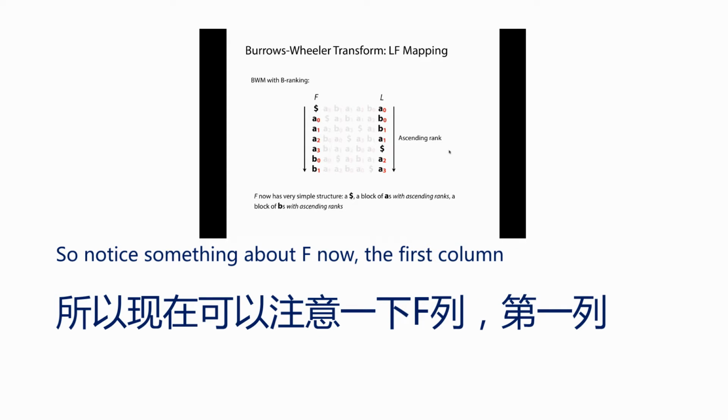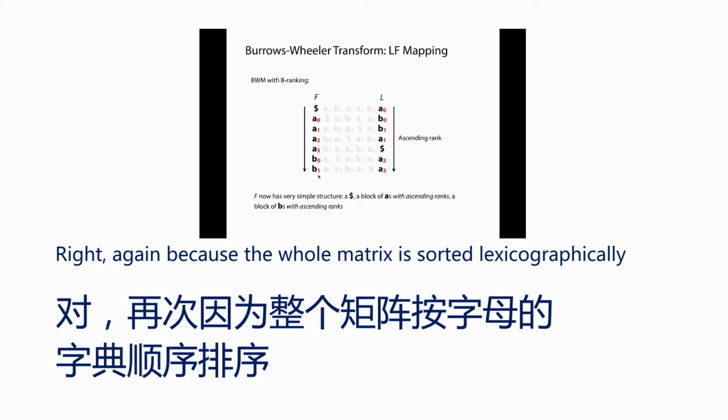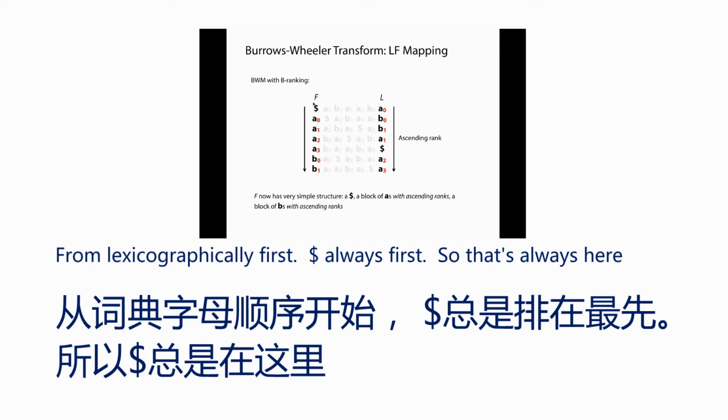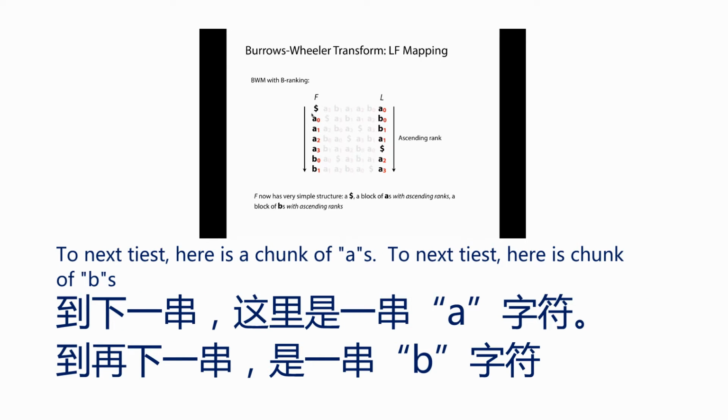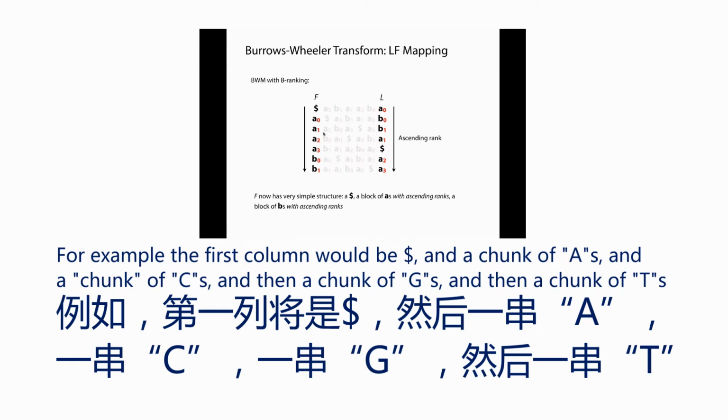So notice something about F now, the first column. It has this very simple structure. Again, because the whole matrix is sorted lexicographically, this first column is going to just be chunks of characters. Lexicographically first, $ is always first, so that's always here, then the next highest, here's our chunk of A's, then the next highest, here's our chunk of B's. If this were DNA, for example, the first column would be $, and then a chunk of A's, and then a chunk of C's, and then a chunk of G's, and then a chunk of T's.